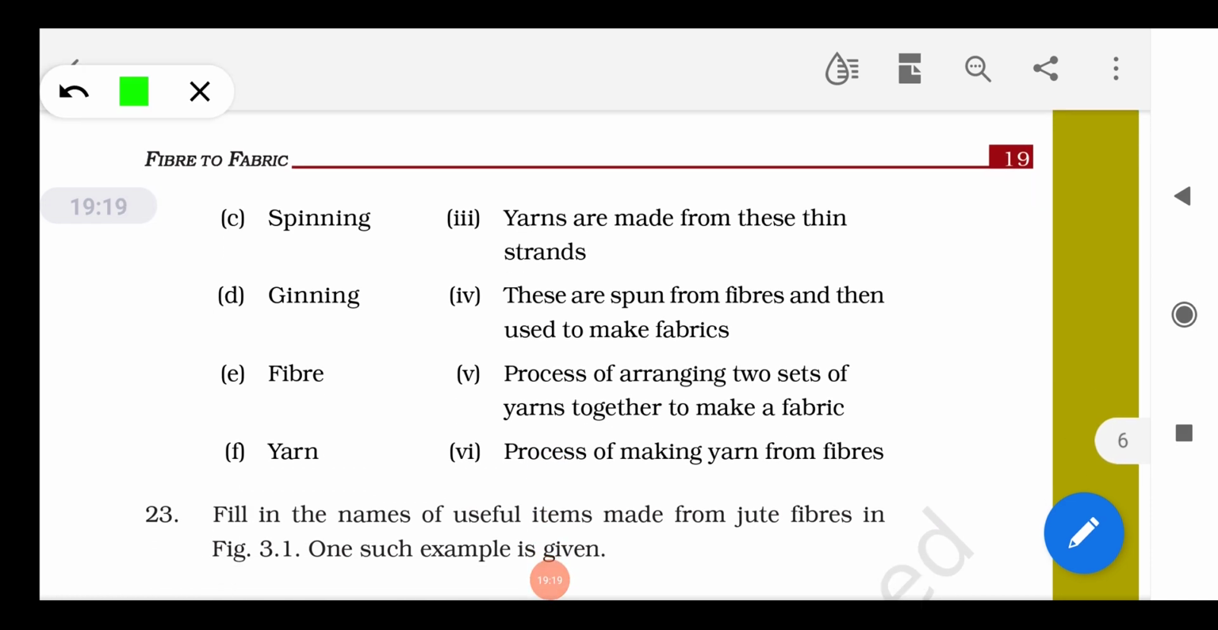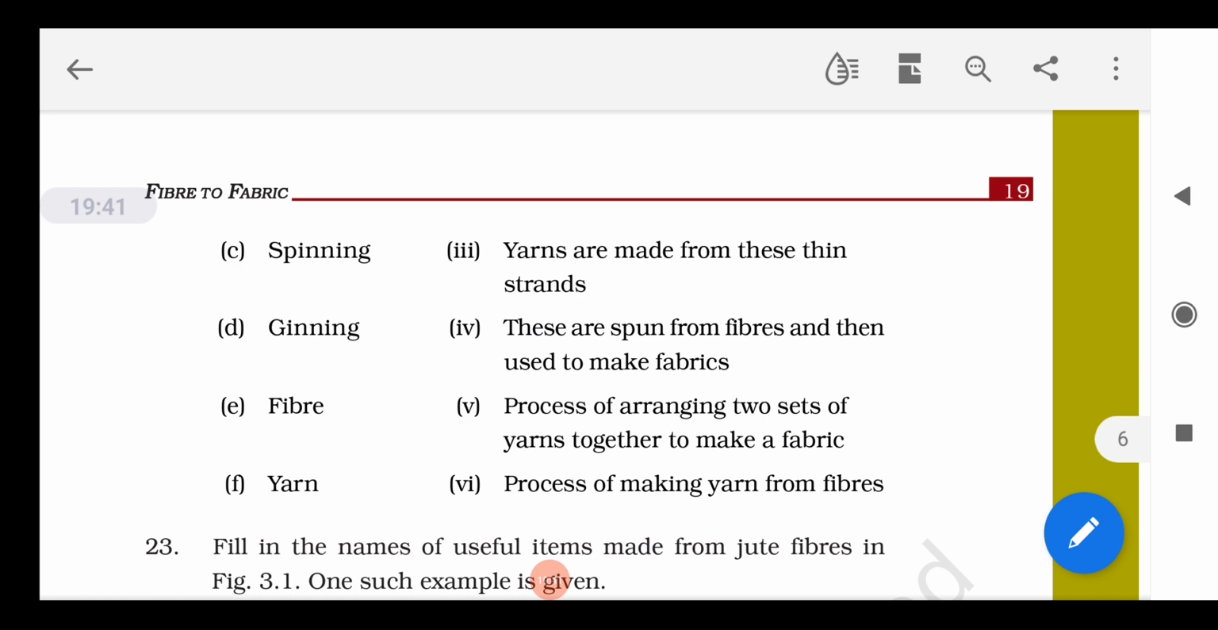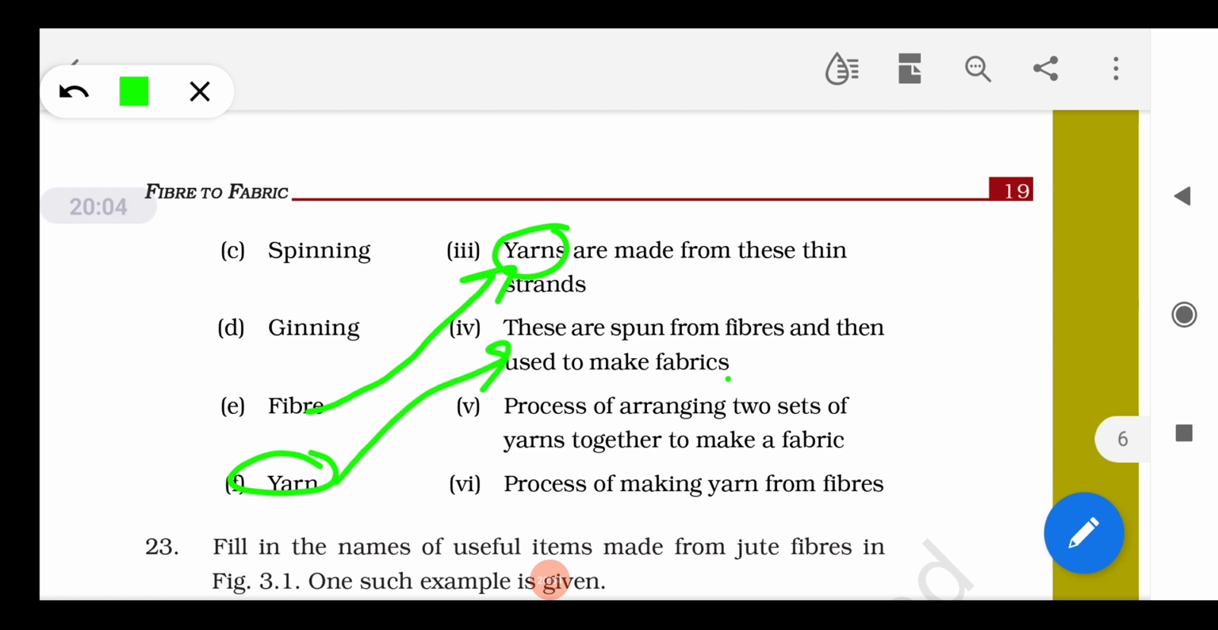Also spinning. Spinning is the process of making yarn from the fibers. Now ginning is, its option is given above. Ginning is combing of cotton fibers to remove seeds. Next is fiber. So what is fiber? Fiber yarns are made from these thin strands. मतलब कि फाइबर के पतले पतले जो रेशे होते हैं उनसे हमें यार्न मने धागा मिलता है. And what is yarn? Yarn, these are spun from the fibers and then used to make fabric. तो yarn की जब हम spinning करते हैं, okay, तो हमें fabric मिलता है.